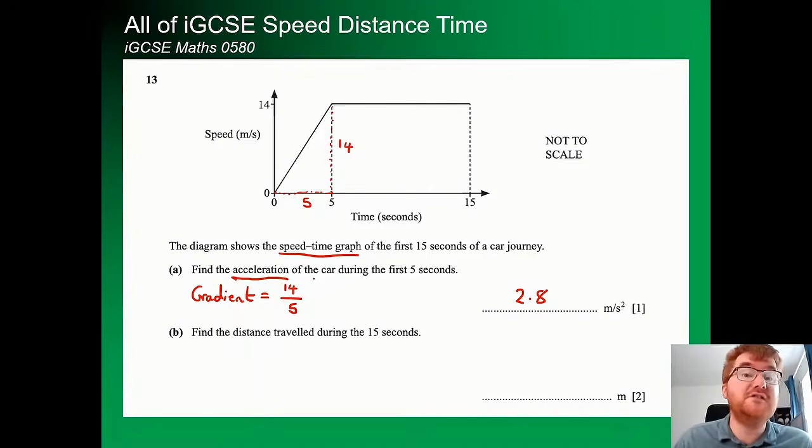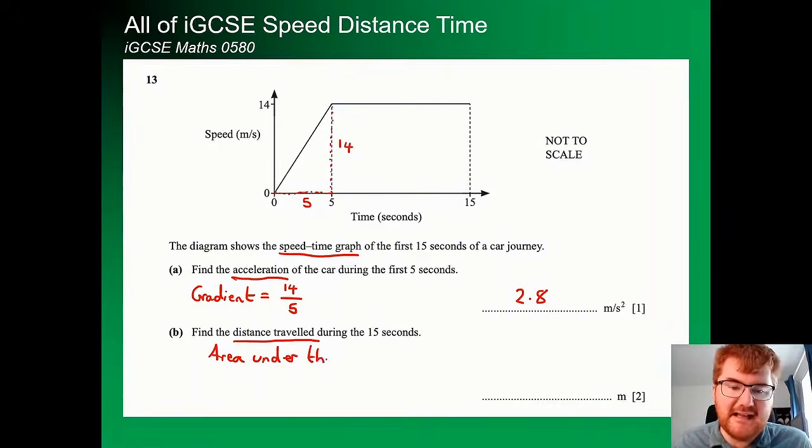Now, the second question is also very, very typical, which is the distance traveled. So as soon as I see the distance traveled on a speed time graph, I'm looking for the area under the graph. And you're going to see this idea again and again in this video. So how do we work out the area under the graph here? Well, we have a triangle and we have a rectangle. So to work out the area of the rectangle, notice here that the length of my rectangle is the difference between 5 and 15. So that is 10.